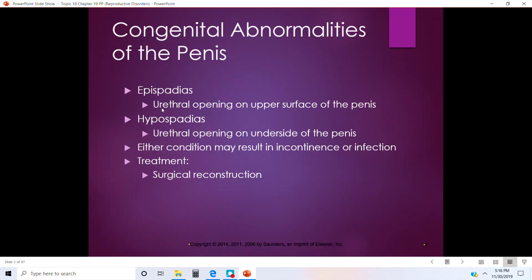Epispadias, the urethral opening is on the upper surface of the penis, and with hypospadias, the urethral opening is on the underside. However, regardless of where it is, either condition can result in incontinence and even repeated infections. So the treatment here is going to be surgical reconstruction.